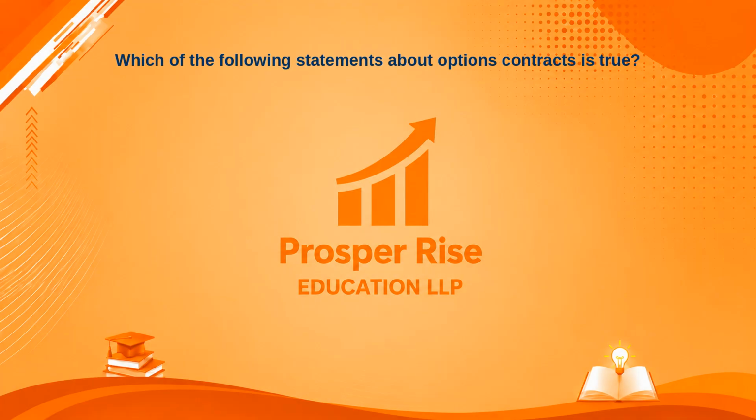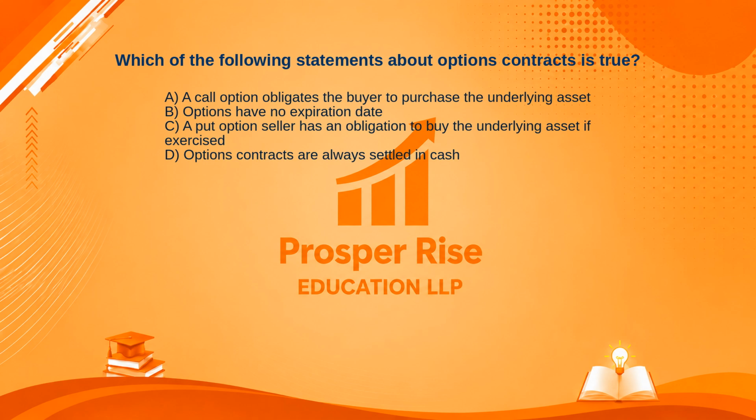settlement. Which of the following statements about options contracts is true? Here are your options. A. A call option obligates the buyer to purchase the underlying asset. B. Options have no expiration date. C. A put option seller has an obligation to buy the underlying asset if exercised. Or D. Options contracts are always settled in cash.